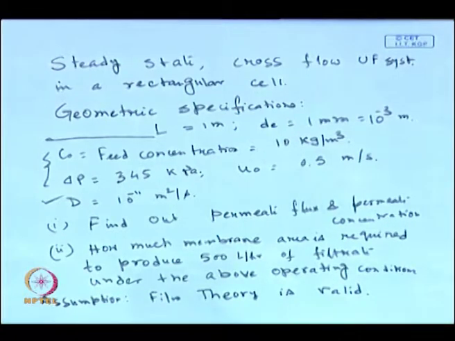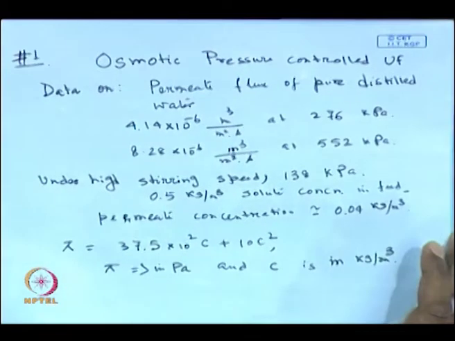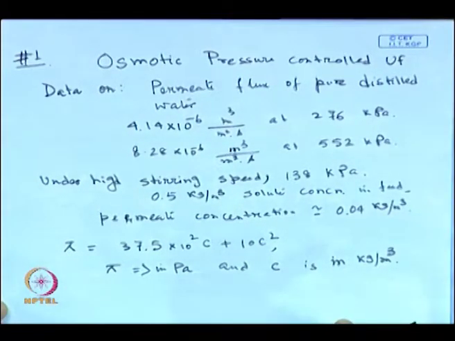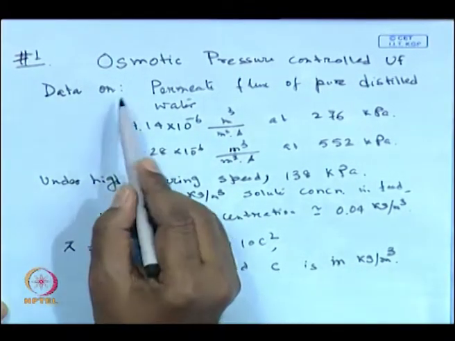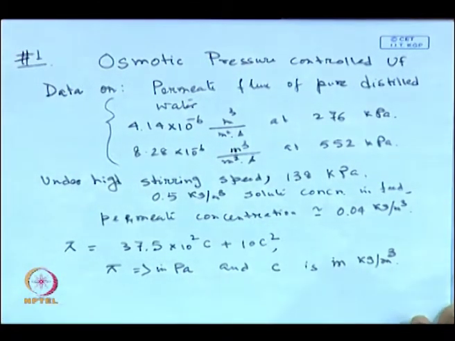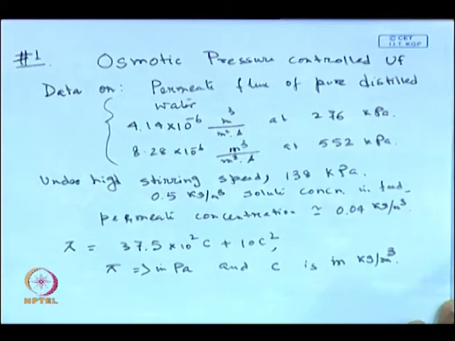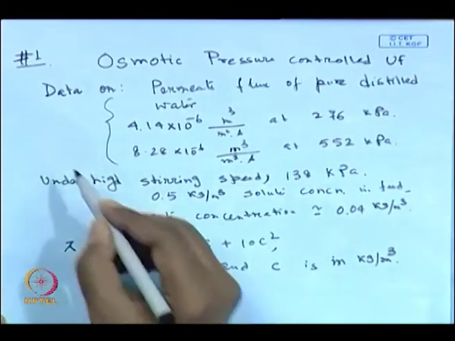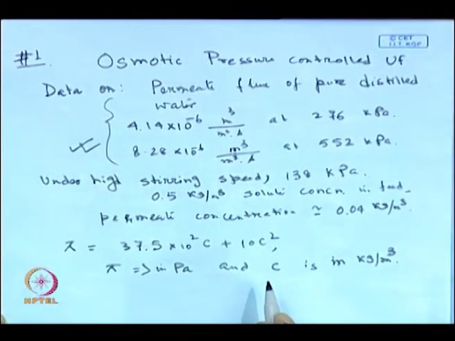So, this is the actual problem, and let us see what we can get from the information that is given. From these data, which are the permeate flux obtained using distilled water at various pressures, one can calculate the membrane permeability.